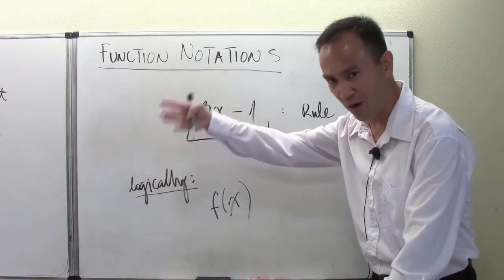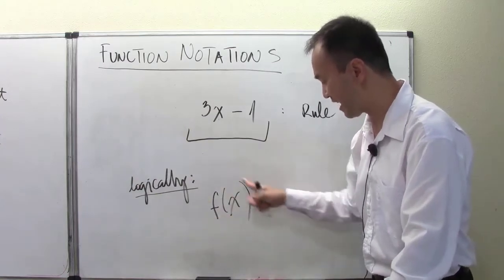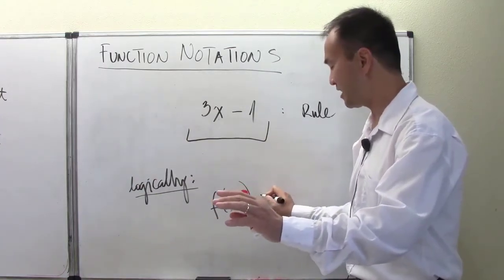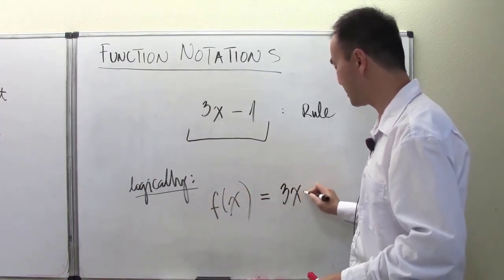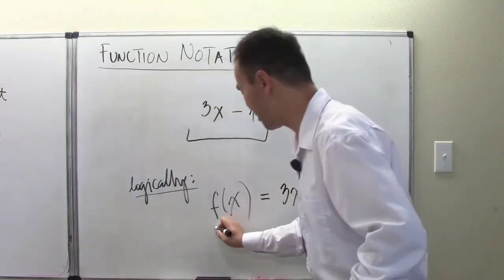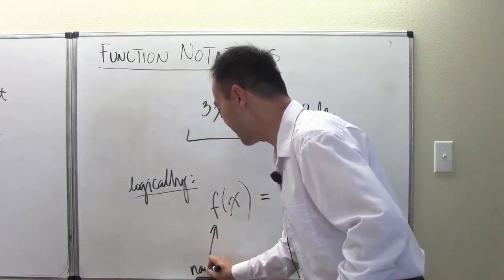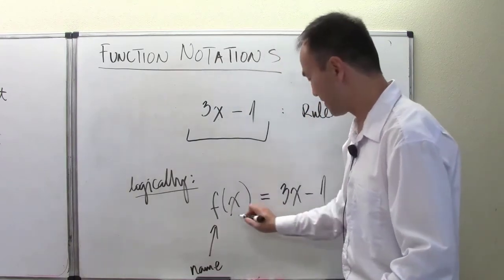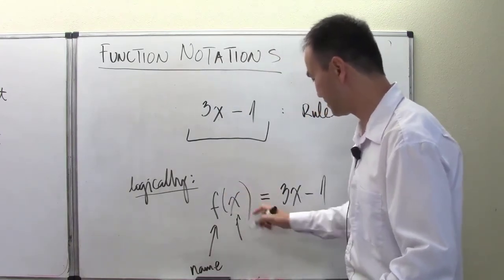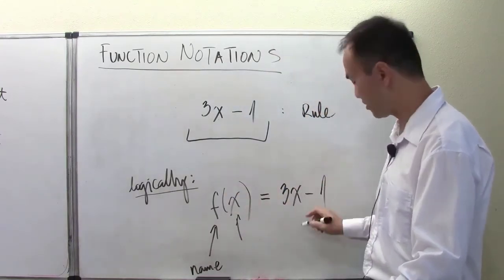Hey students, I want you to work on this problem. Then I write f of x equals 3x minus 1. Okay, so there you go. This is the function name. Once again, that's the name of that function. This indicates that when you're looking at this expression, look for that x.